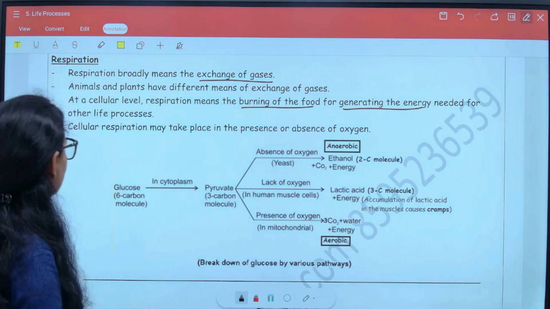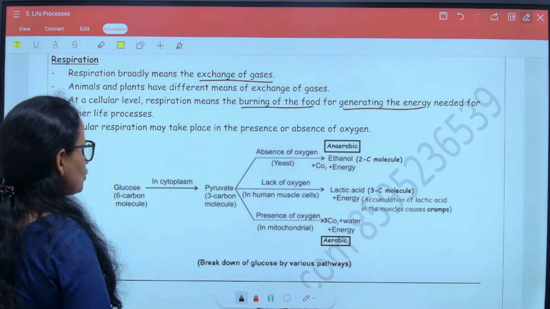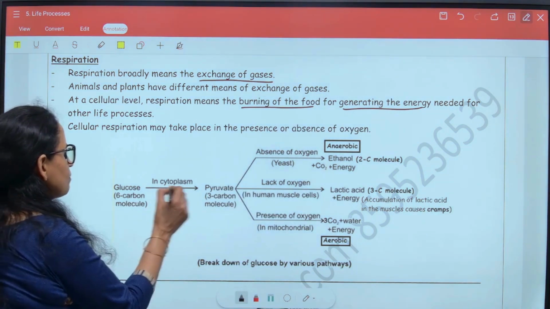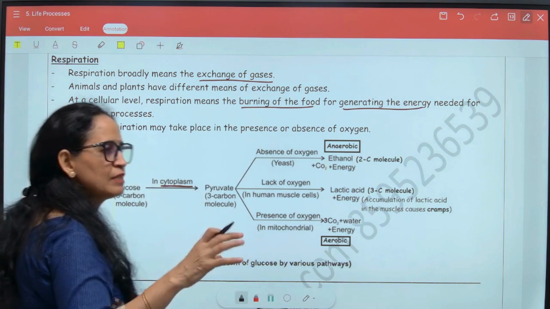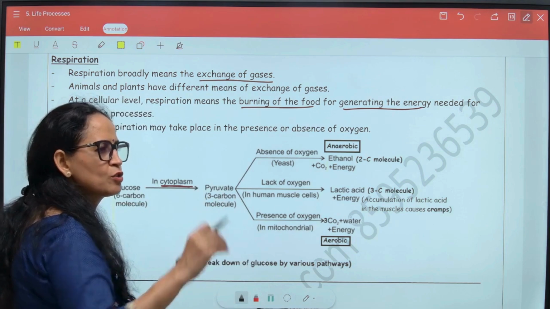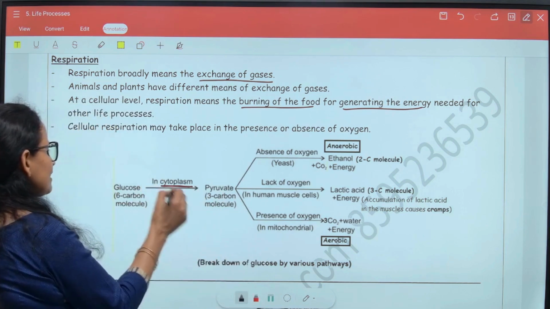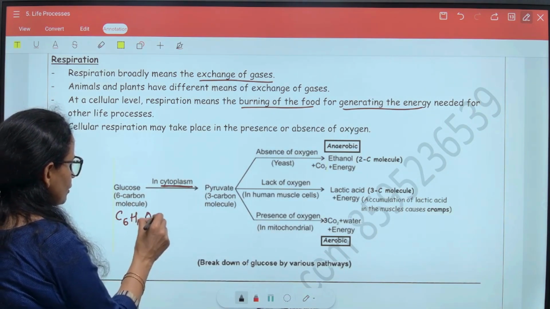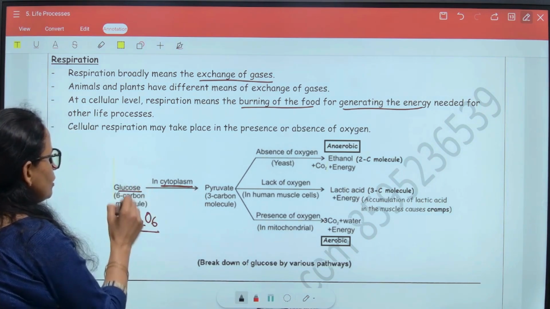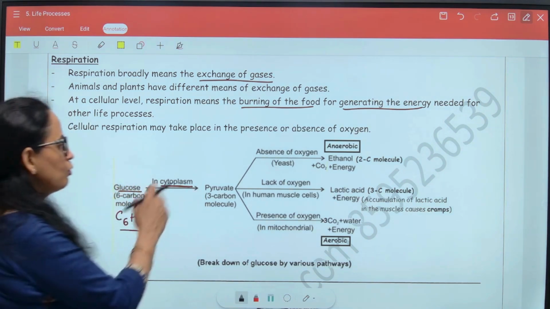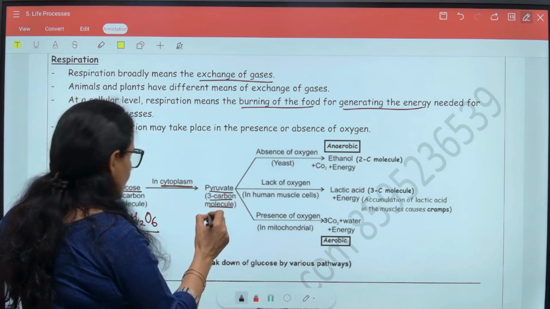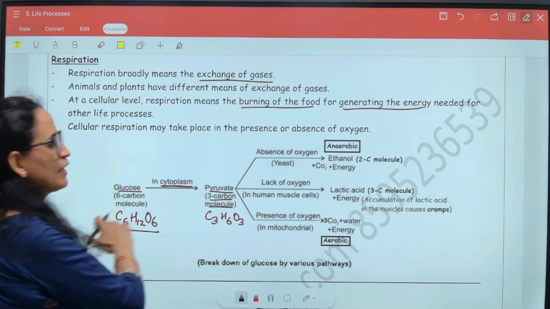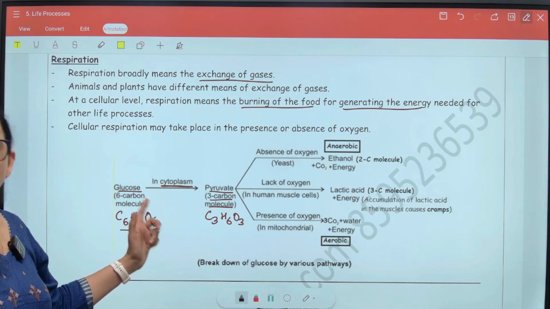So what is actually respiration? These are the three pathways shown by breakdown of glucose in the cytoplasm of the cell. Every cell receives the nutrients and oxygen through the blood. Now in the cytoplasm of every cell, the glucose, that is C6H12O6, a 6-carbon molecule, is broken down to pyruvate, which is a 3-carbon molecule. So it is C3H6O3. This breakdown of glucose to pyruvate happens in the cytoplasm.